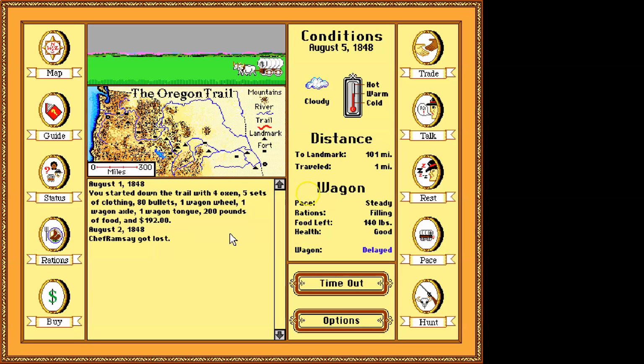And the game continues to go. You can click time out if you want to pause and look at things. I wonder when we're going to find Chef Ramsay. I mean, this is insane. He's gone already. And then you can see up here the animation of our wagon. So we're reaching a river soon. Let's see what happens. Did we just abandon Chef Ramsay? I don't know. He's going to chew us out later for it.